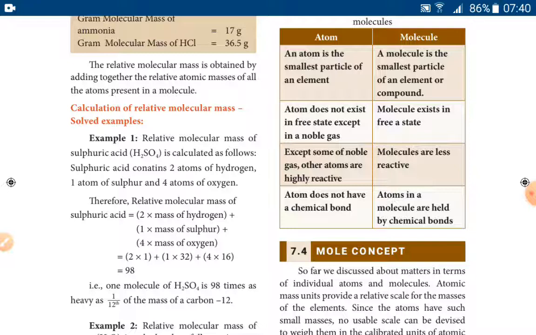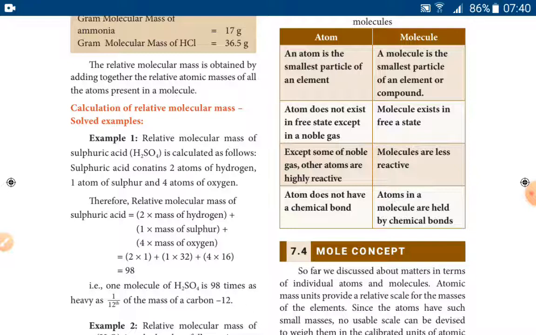If you take sodium, potassium, magnesium, those are highly reactive compared to rare gases. Rare gases are inactive in nature, and molecules are less reactive. Molecules always decompose into atoms, and only then they react and take part in the chemical reaction.